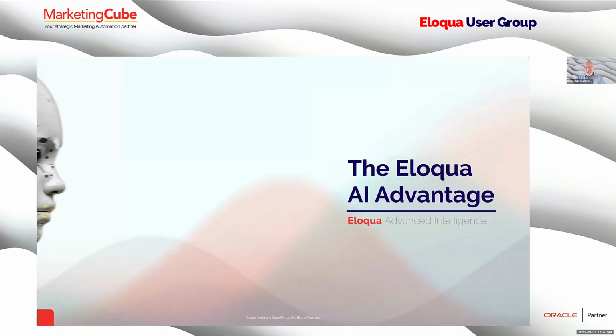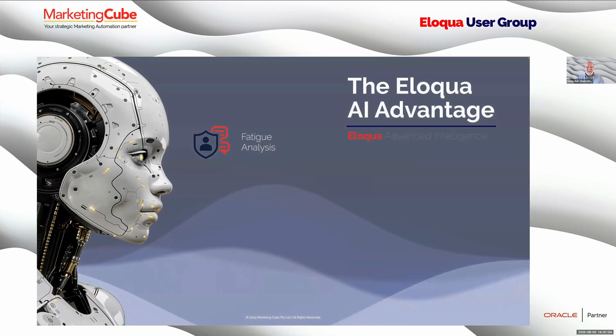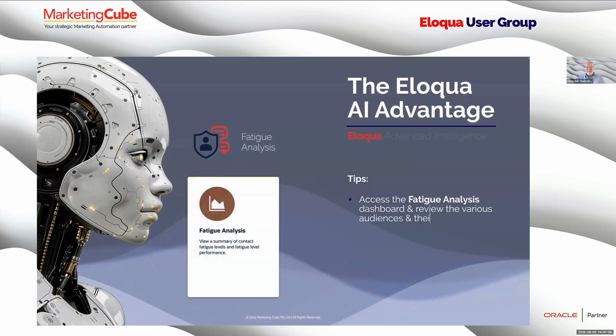Okay, so the Eloqua AI advantage. This is this new segment I want to drop in, and we're going to talk about these. And this will hopefully be like a 3 to 4 minute exercise. So fatigue analysis. First one, this is just proving to be a real game changer in the way that we're designing some campaigns. First thing is get to the dashboard.